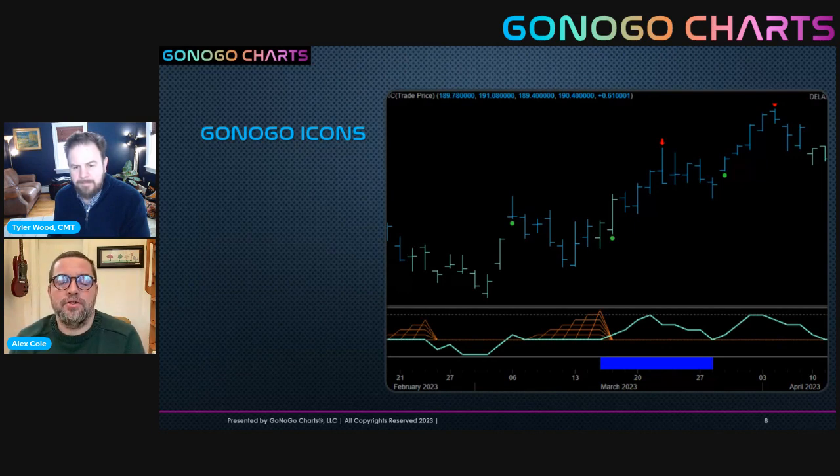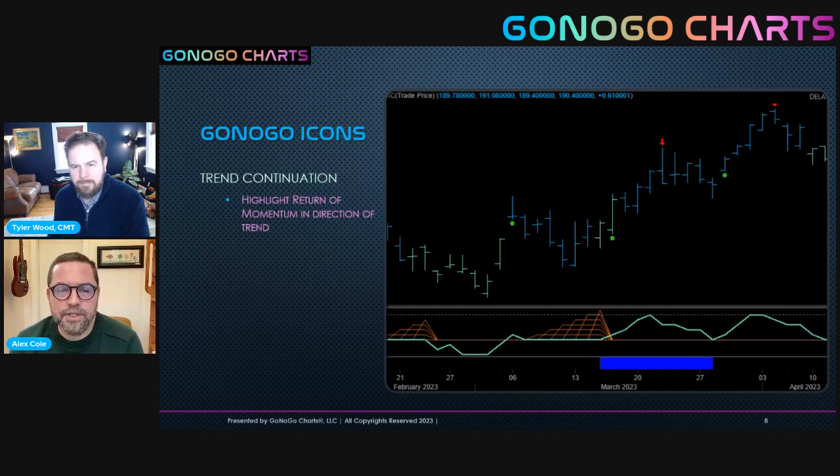But let's now draw our eye back to the price chart, right? We're very, very keen to use the tools at our disposal and the power of data visualization to keep us focused on the chart itself. So the first icon that we put on the chart are called trend continuation icons.